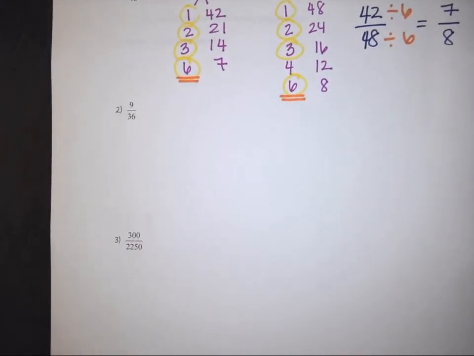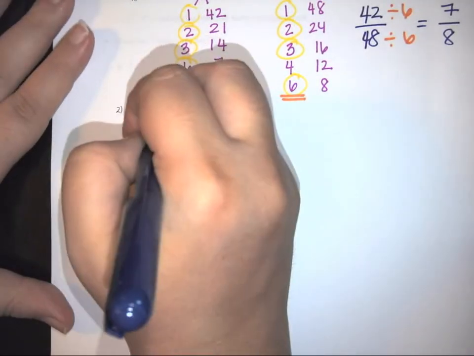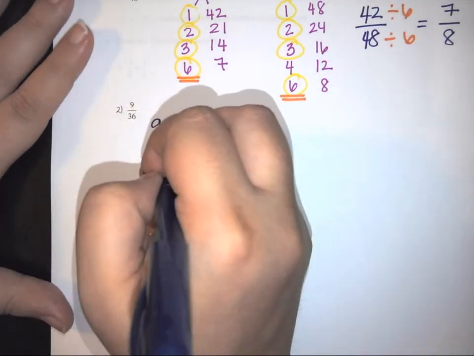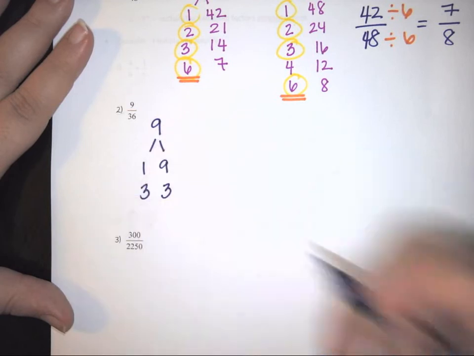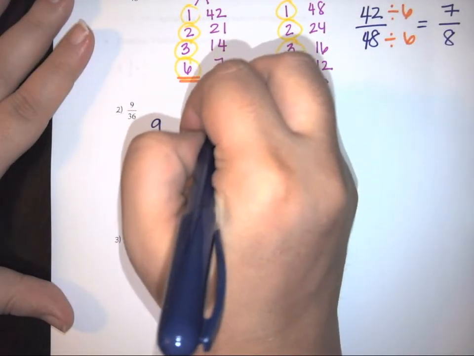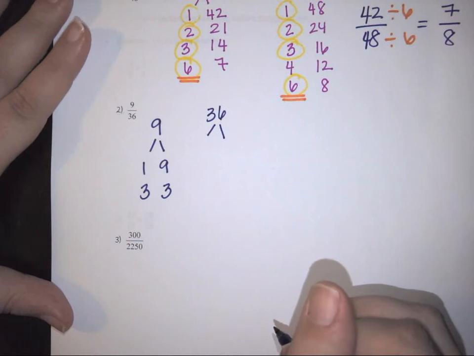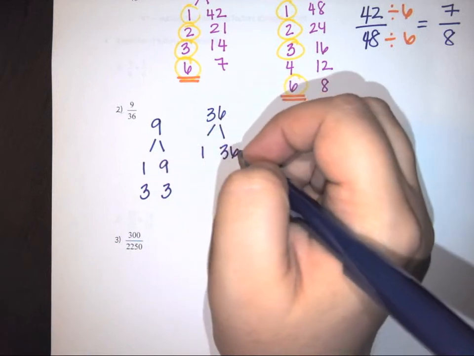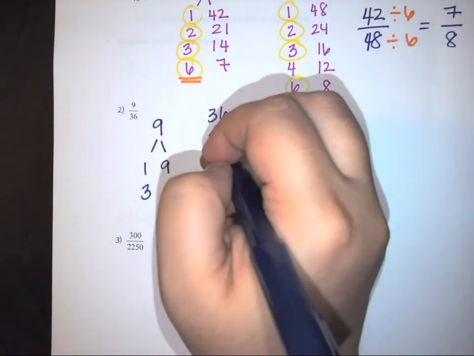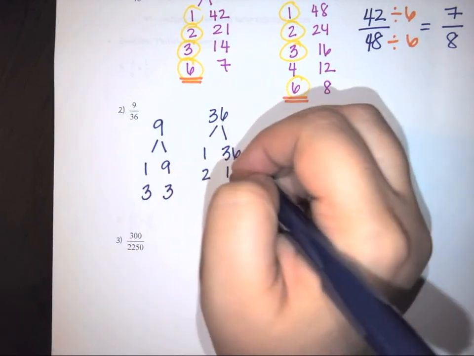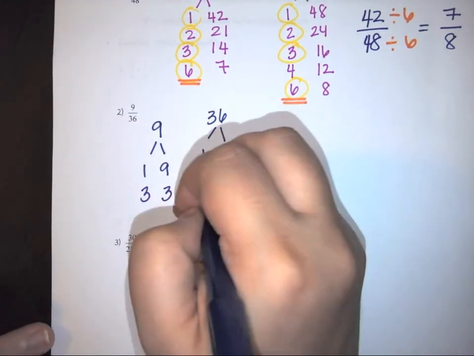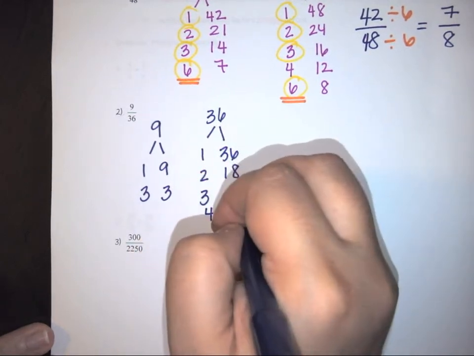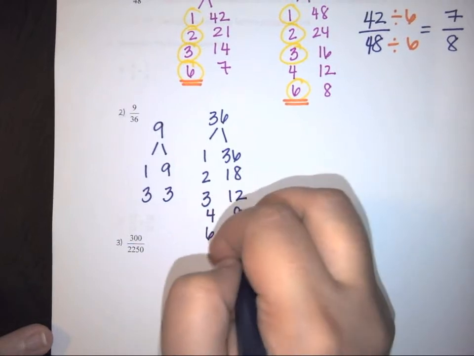Now, I have 9 and 36. So I can do the same thing. I can look at 9 and create its factor tree. So I've got 1 and 9, 3 and 3. Pretty simple. Well, now I've got 36, so I need to do the same thing there. So I've got 1 and 36. I've then got 2 and 18. I have 3 and 12. I've got 4 and 9. And I have 6 and 6.